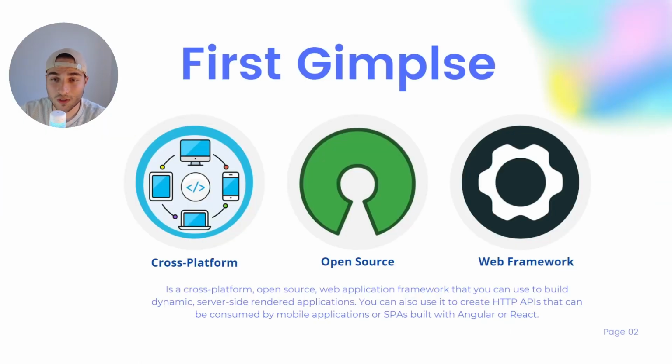So first, I want to give you a little glimpse of what .NET Core is, with three main concepts, which is cross-platform, open source, and web framework. So with the raw concept, we can say that it is a cross-platform, open source, and web application framework that you can use to build dynamic server-side rendered applications. You can also use it to create HTTP APIs that can be consumed by mobile applications or single-page applications built with Angular or React.